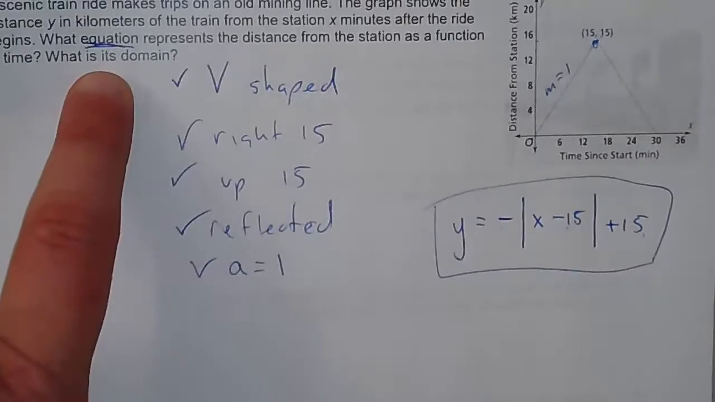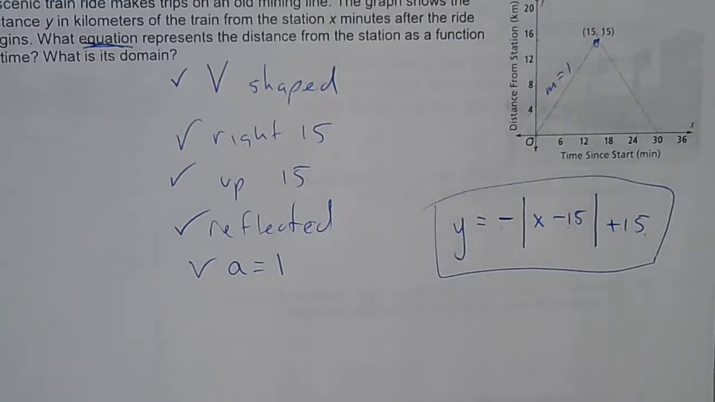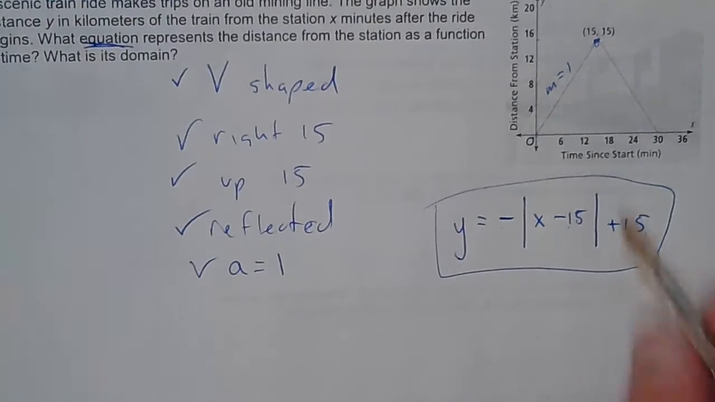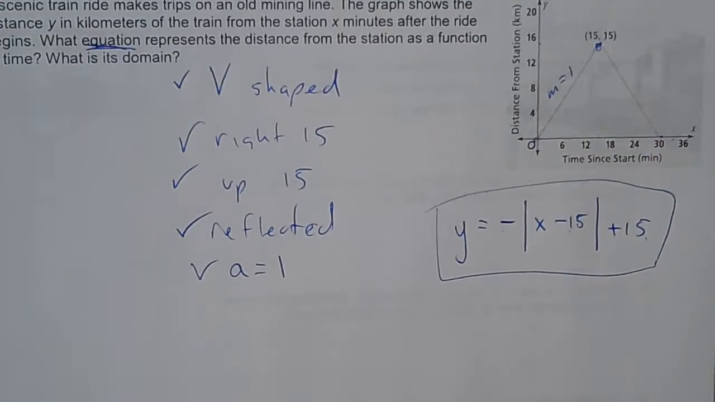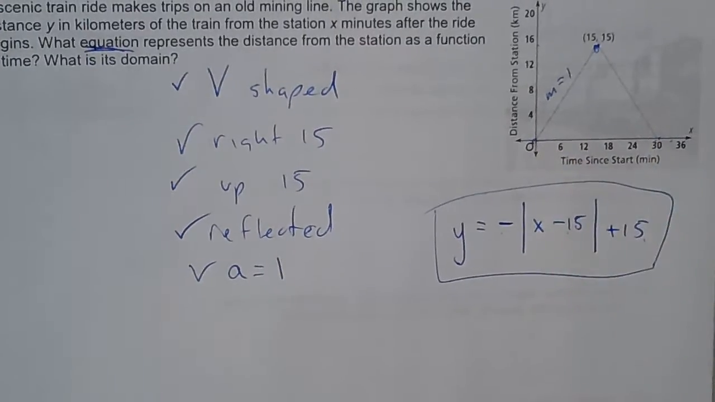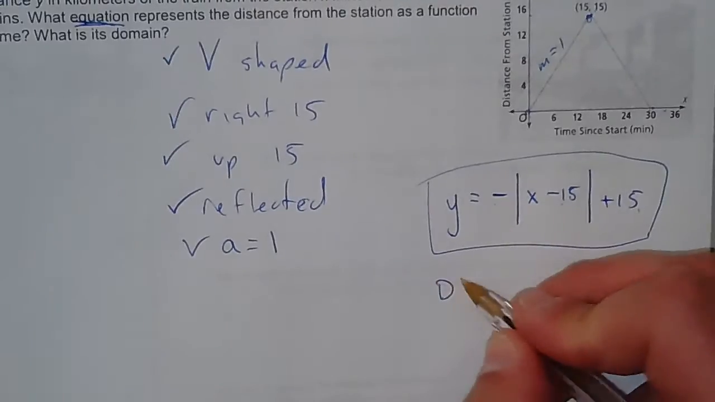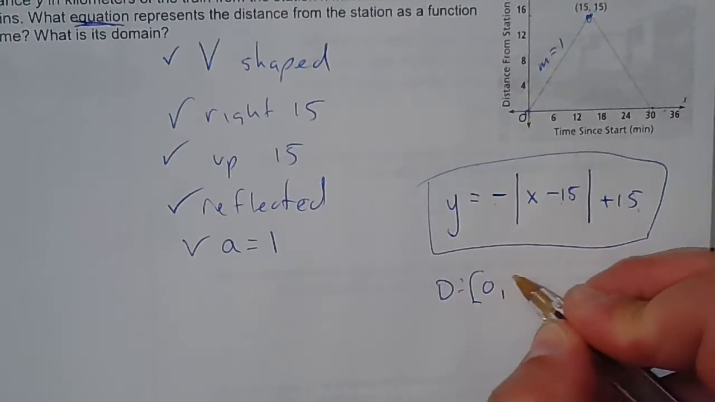The only other part of this problem, make sure we finish it. It says, what is the domain? Again, domain is what x values it spans. X values go from 0 to 30 because that's the length of the tour in this case. So 0 to 30 minutes is the length that they're going for. So I'd say my domain would be from 0 to 30.